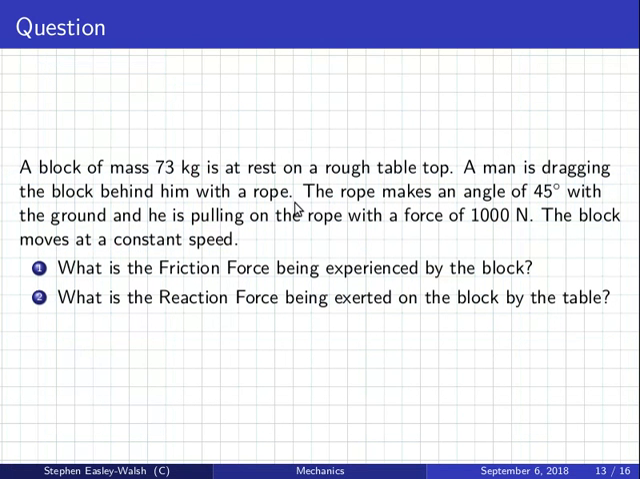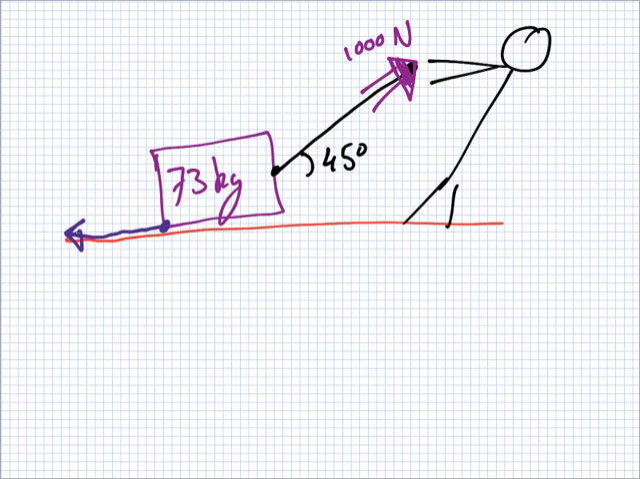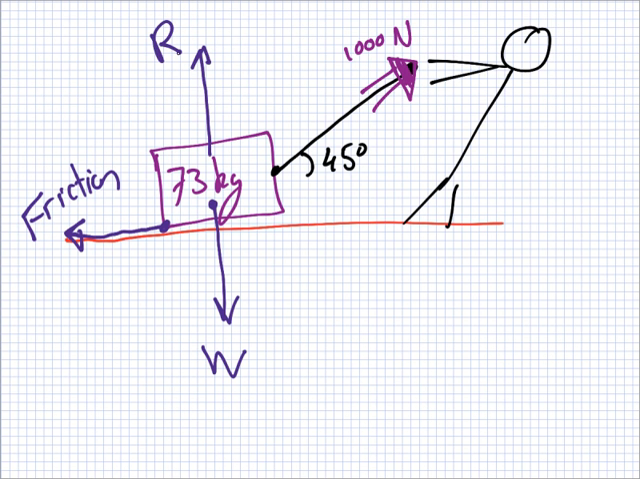But this time the table is rough, which means there's some friction force. Okay? There's some force pulling back because the table is not smooth, it's rough. And we call this force friction. Okay? And of course we still have the weight, and we still have, what's this one? Yeah, which is called the reaction. And we still should change this into 1000 cos 45, which is 1 over root 2. And this one is 1000 sine 45, which is 1 over root 2.